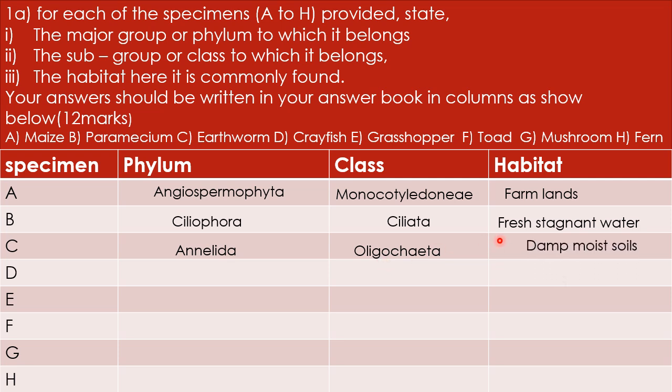Then the habitat of earthworm, guys, at least that one you know, right? So we can just simply say that on damp, moist soils. You can also see it on wet barks of trees. Good, you can still put it. It is perfectly correct.